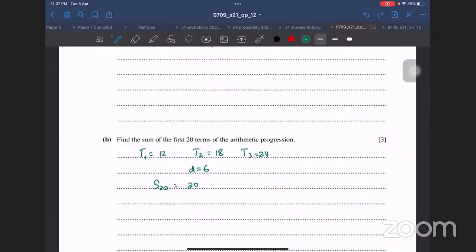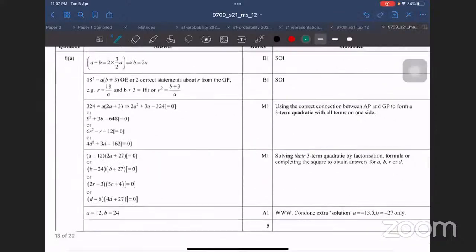2a plus n minus 1 which is 19, d is 6. So I get 1380. Easy 3 marks.